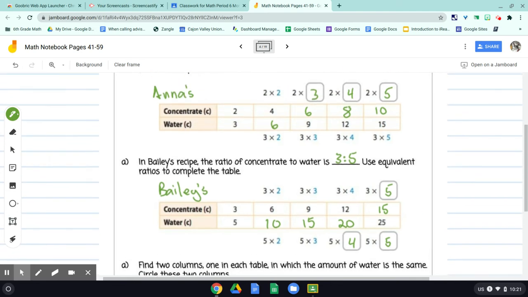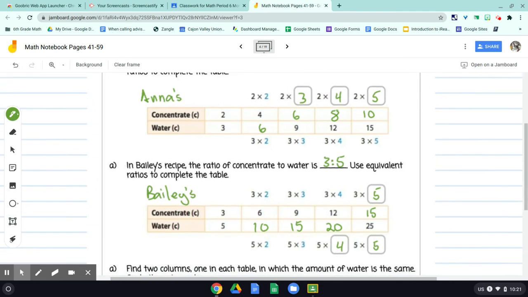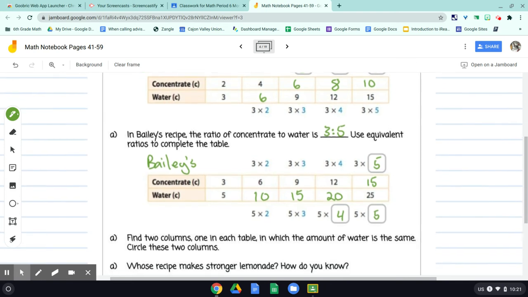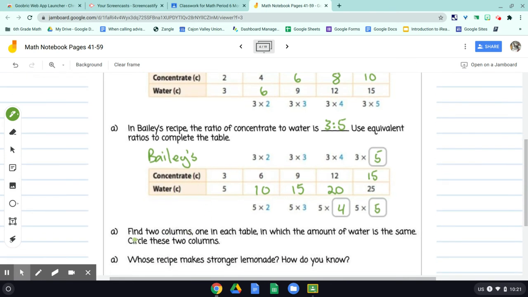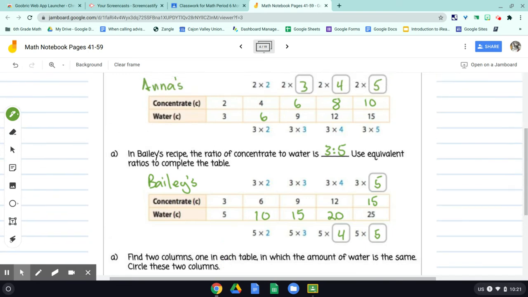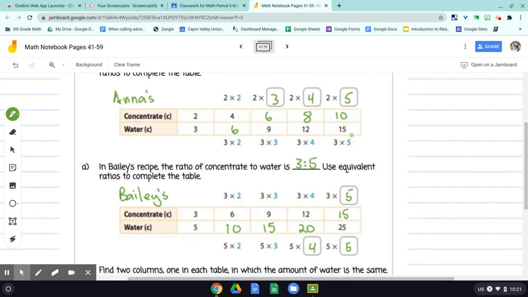Okay, so we've got these two competing lemonade recipes. We want to see which one will taste stronger, right? So let's take a look and see what it says. Find 2 columns, one in each table, in which the amount of water is the same. Circle those 2 columns. So we're looking for where the amount of water is the same in both columns. And it looks like Anna's recipe, where she makes 5 times as much as her original ratio, would include 15 cups of water. And then Bailey's recipe that includes 15 cups of water is here.